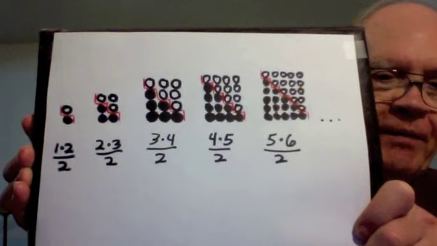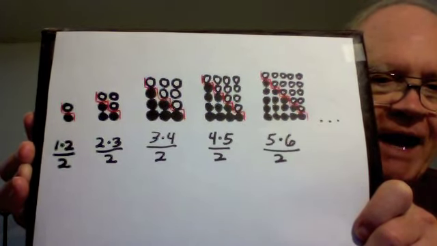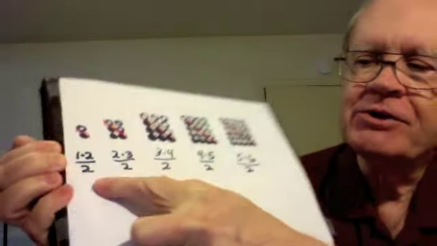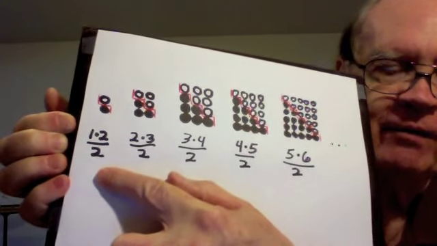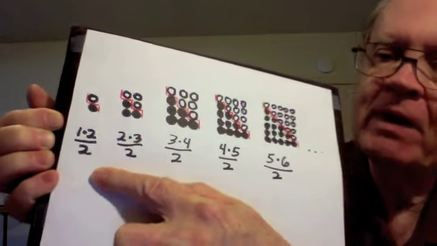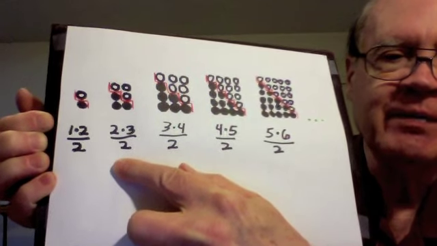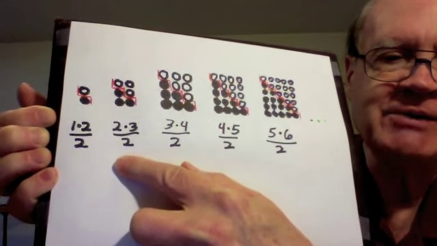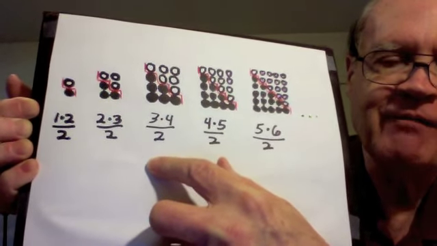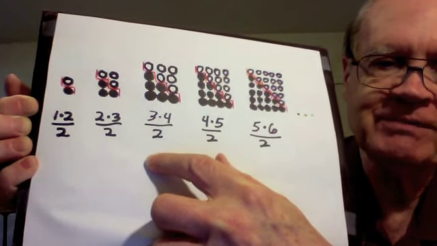I'm showing here the first 5 triangular numbers presented as half of a rectangle. The first one is shown as half of a 1 by 2 rectangle, giving the triangular number 1, shown in black, the black circle. Next we have a 2 by 3 rectangle, the 3 black circles, half of it, that's the triangular number 3. Next we have a 3 by 4 rectangle, half of that gives the 6 black circles.